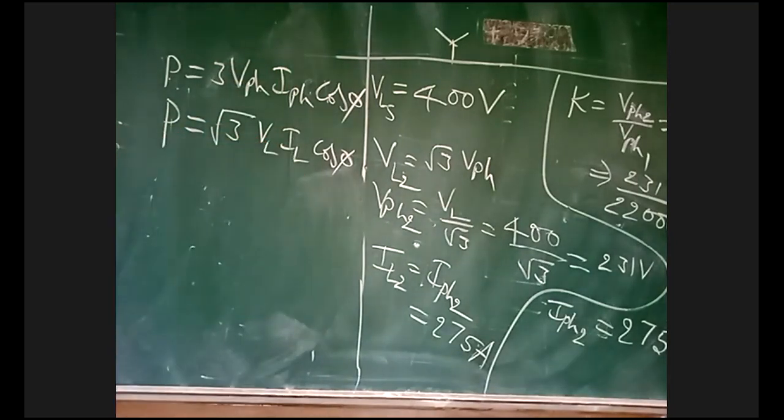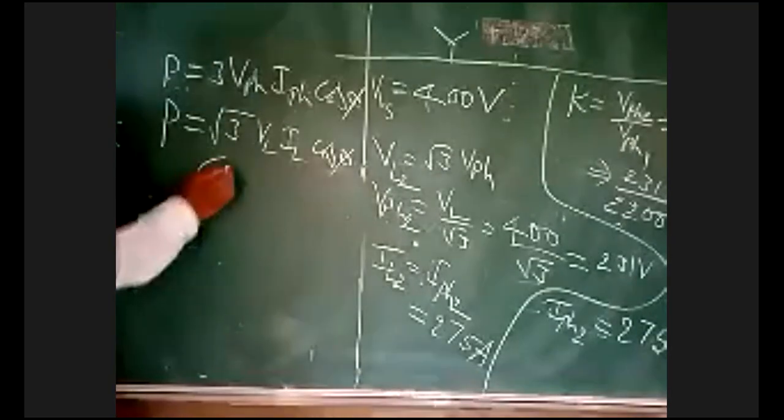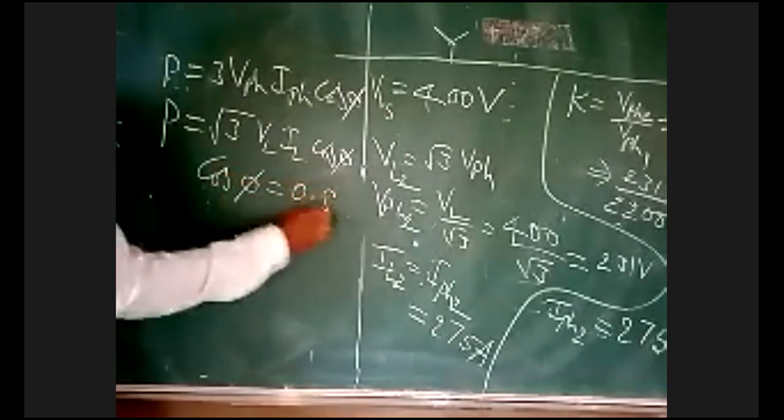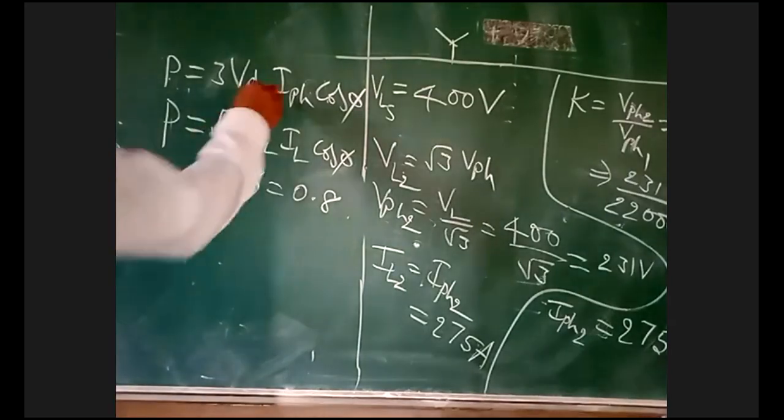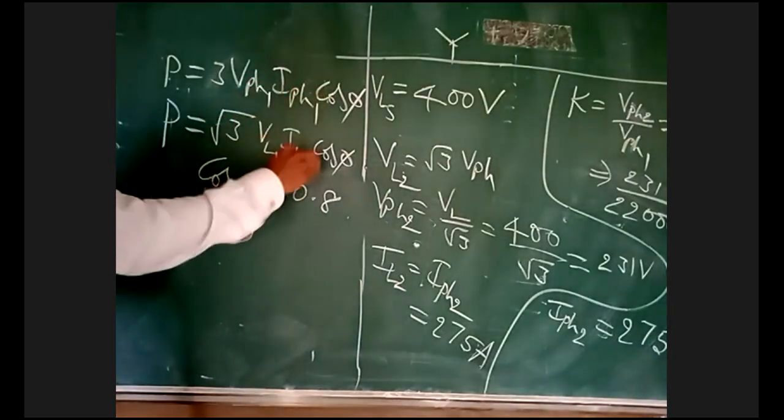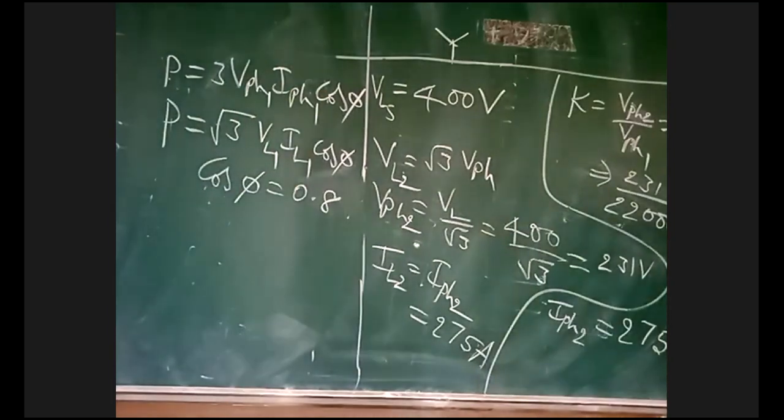Cos phi they have given in the problem. How much have they given? 0.8. So we know all the values. Substitute V phase 1, I phase 1, or VL1, IL1, anything. In the other way, we can take V phase 2, I phase 2. If you take 1, 1 or 2, 2, no problem. You'll get the same answer.